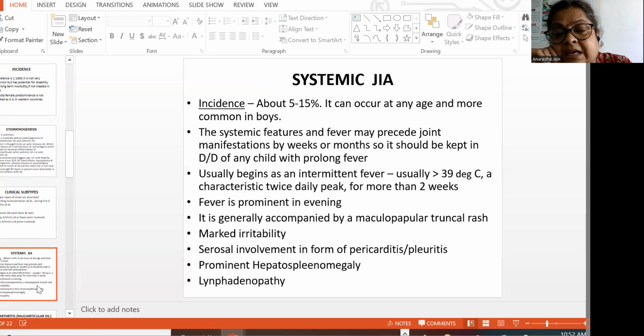It usually begins as an intermittent fever, usually more than 39 degrees, characteristically peaking twice a day for more than 2 weeks. So this is the characteristic fever, and it is prominent in the evening. It is generally accompanied by a maculopapular rash. Marked irritability is there. Then serosal involvement in the form of pericarditis or pleuritis, so the serosal membranes are also involved. Prominent hepatosplenomegaly and lymphadenopathy may be there.